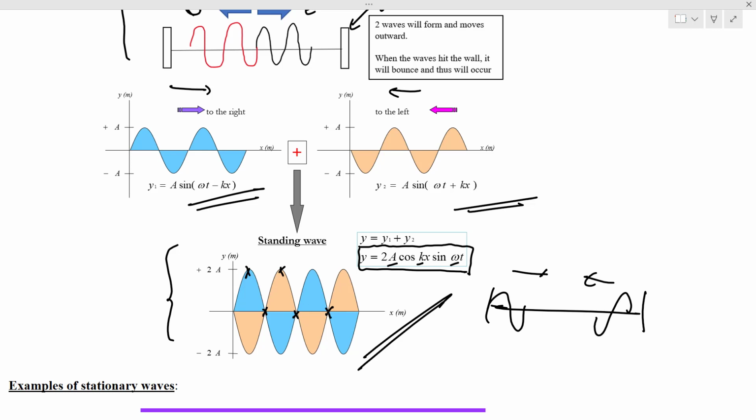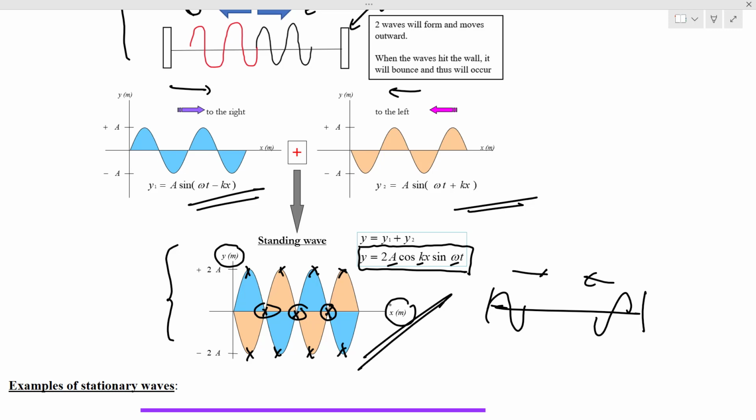Okay, node ni yang kat sini, ini adalah bila destructive interference happen. Antinode ni adalah bila constructive interference happens. Okay. Oh, dan tengok paksi dia. Paksi dia adalah paksi Y against paksi X. Maksudnya dalam ni kita hanya tengok displacement Y dengan dia punya displacement X of a particle and of the wave.